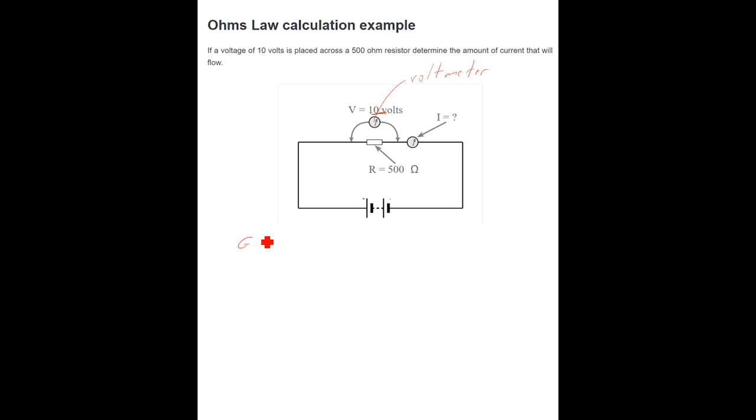So remember, whenever you're solving these problems, always use GRASP. So what is our given information? Well, we're told that the voltage, either from the diagram or up above in the text, is 10 volts. We're trying to figure out the current, so that would be our required information. And we're also given the amount of resistance, both in the diagram and up above here. So capital R resistance is equal to 500 ohms.